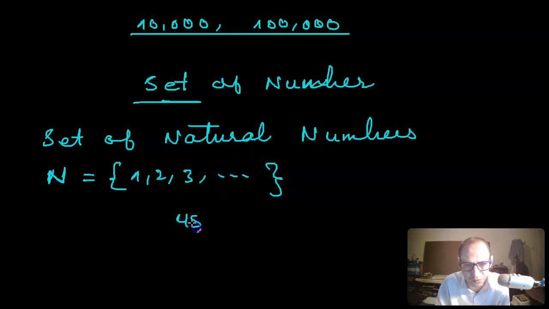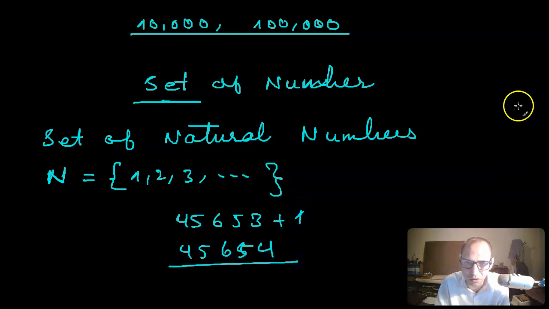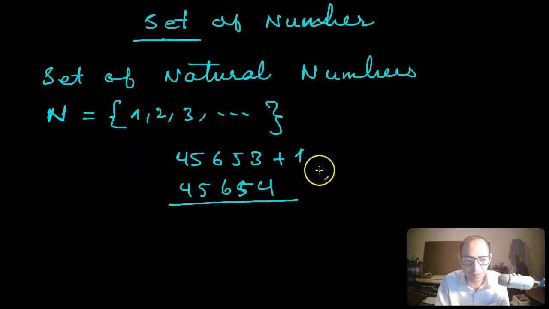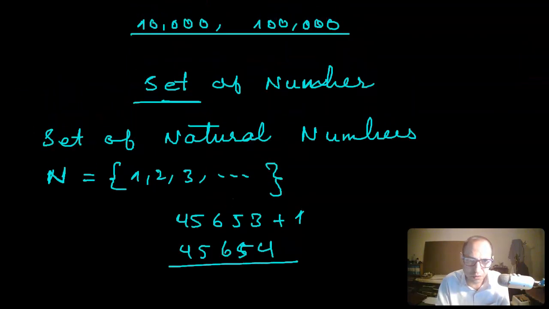For example, 45,653 plus 1 would be 45,654. That's the next natural number. Again, you can add a 1 to this number and make the next number, and so on and so forth, right? So whenever we talk about numbers here, we are talking about natural numbers. That is one thing.